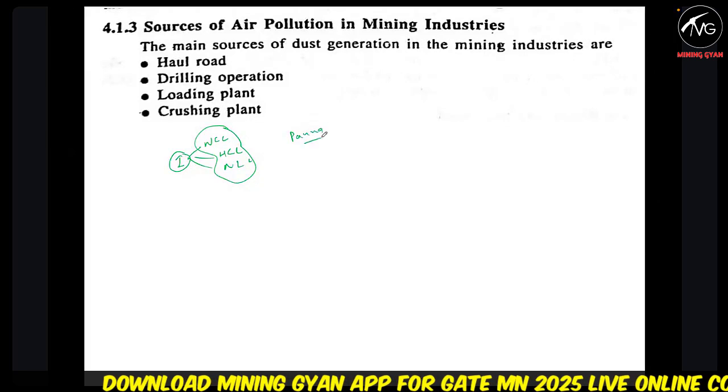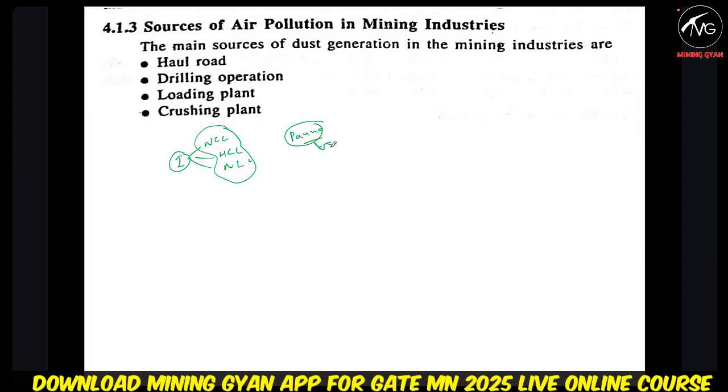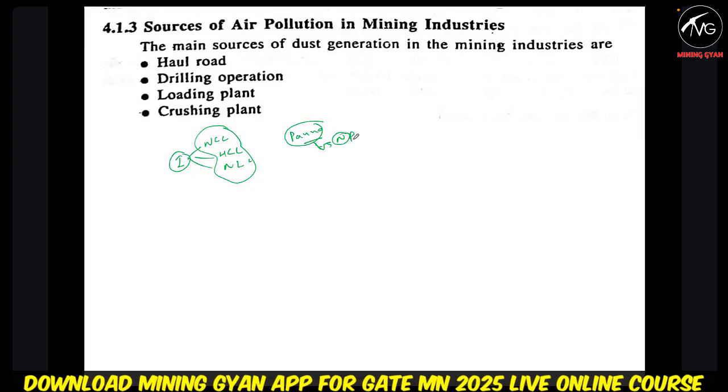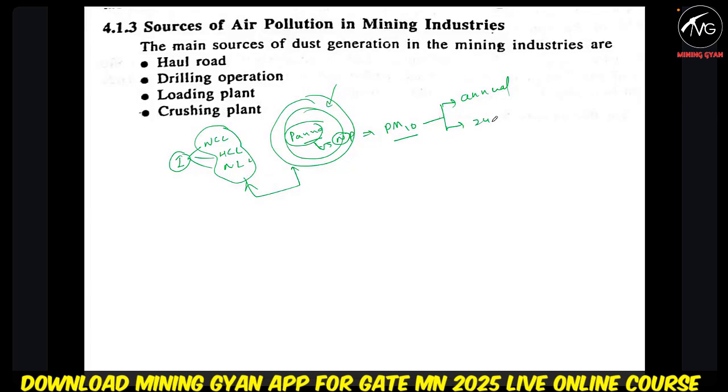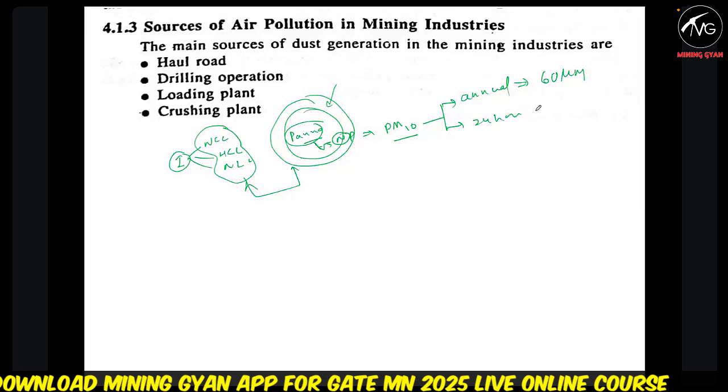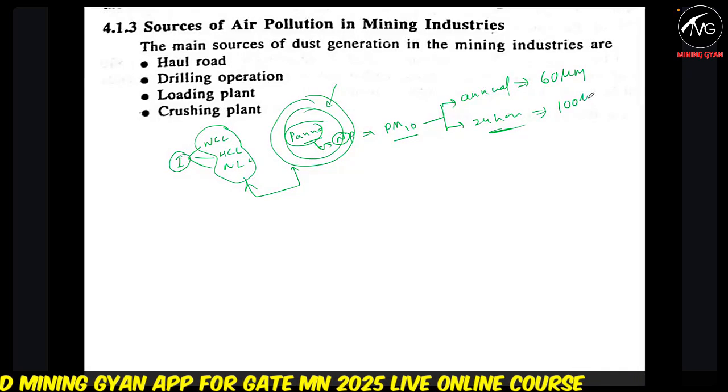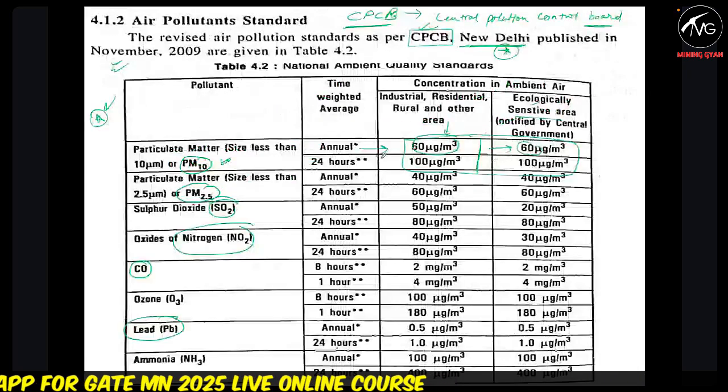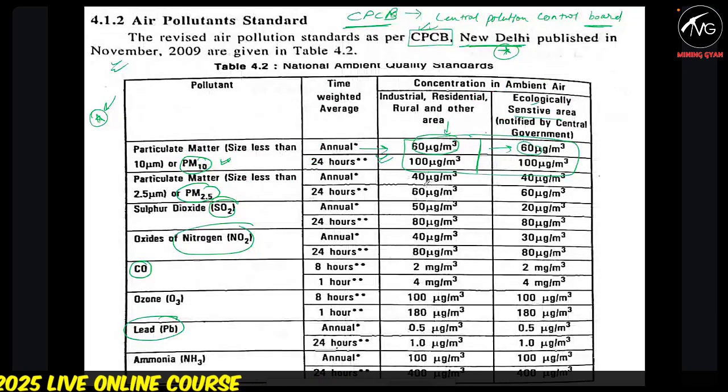Panna reserve, this is the national park. These are the ecological, the government announced the ecological sensitive area. So for those areas the limit for PM10 is similar. What is annual and 24 hour? Annual limit is 60 micrometer and 24-hour is 100 micrometer. ठीक है? In that way you have to remember.